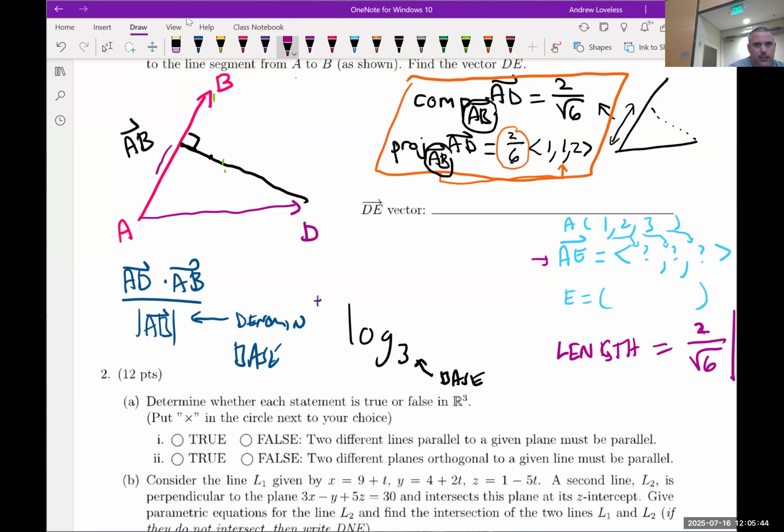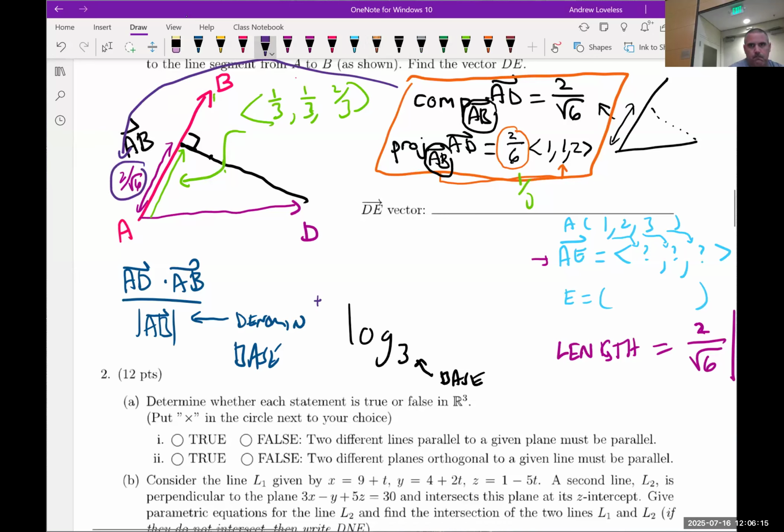Okay, so we just figured out that this length is 2 over root 6, and that this vector is, I would call this 1/3 to make it look nicer, 1/3, 1/3, 2/3. So I'm just distributing this 1/3 through. I don't know why. So that's the vector. That's the length. Okay, spent way too long there. So now to the final question.